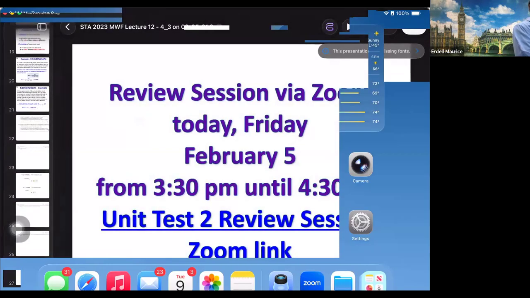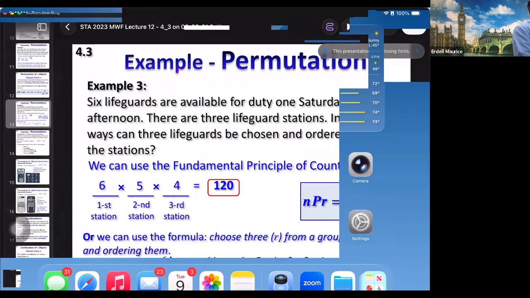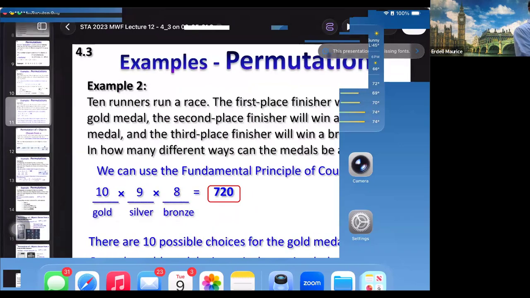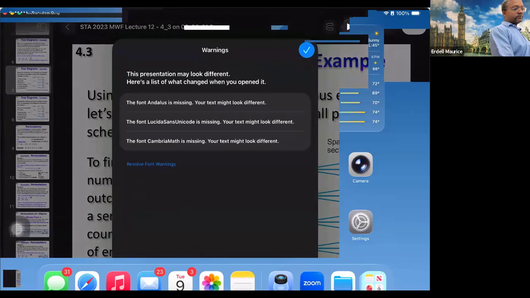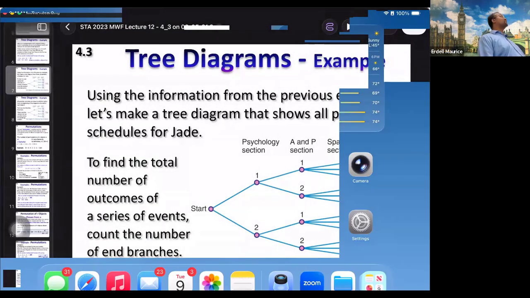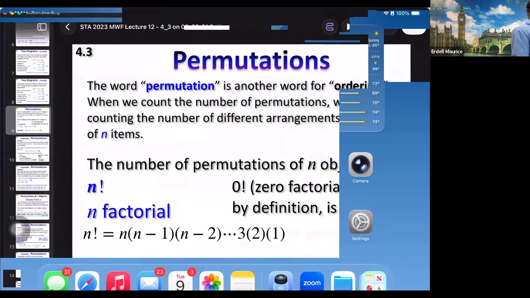All right. So in chapter 4.3, we did the fundamental counting principle again. And then after that, we did tree diagrams. And a tree diagram right here just lists each choice at each node. And then after that we did permutations. You guys remember what a permutation is?